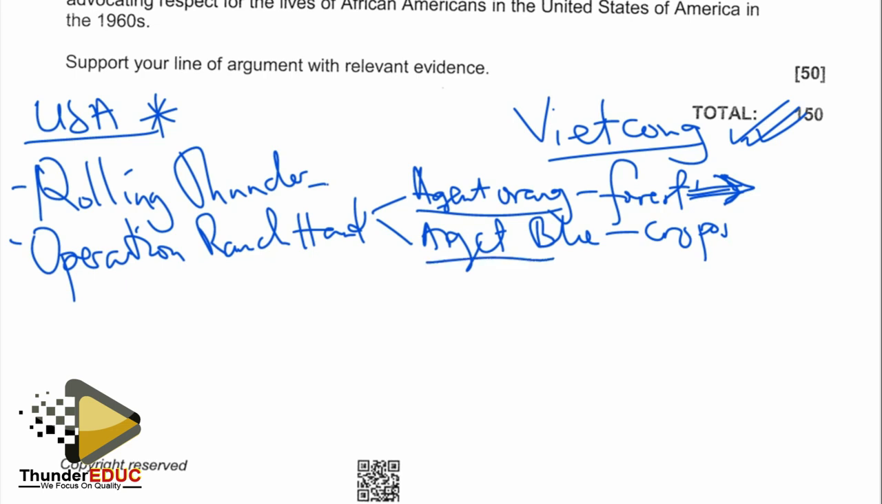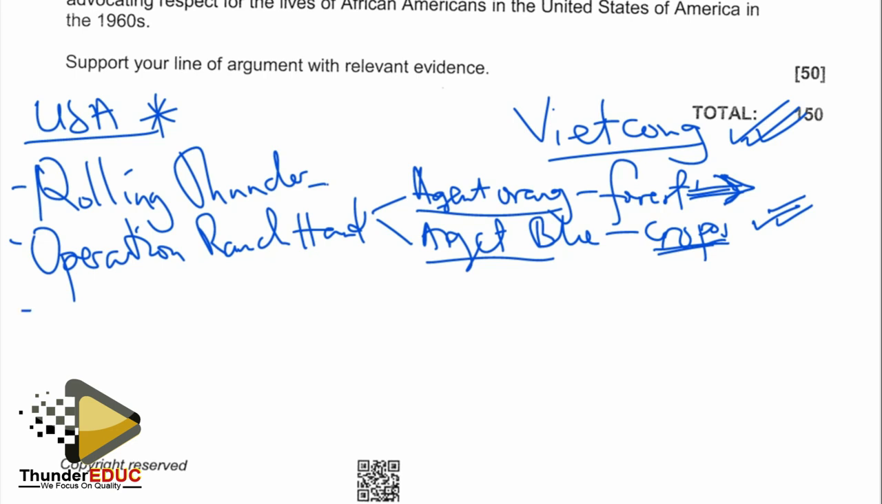Agent Blue was destroying crops for the Viet Cong farmers. They wanted to starve them of food. But did it work? It did not work. It also led to soil infertility. The soil became infertile for so many years. It was also an environmental injustice, destroying the soil and causing harm to the soil in an effort to try and starve your enemy.